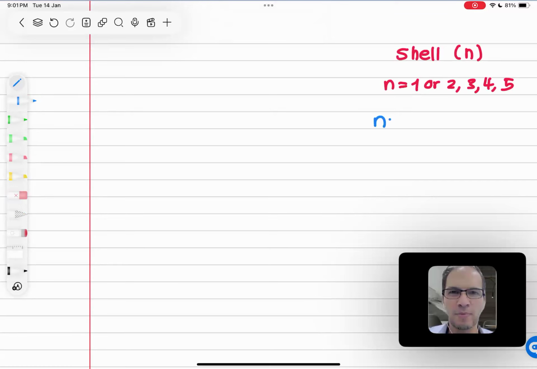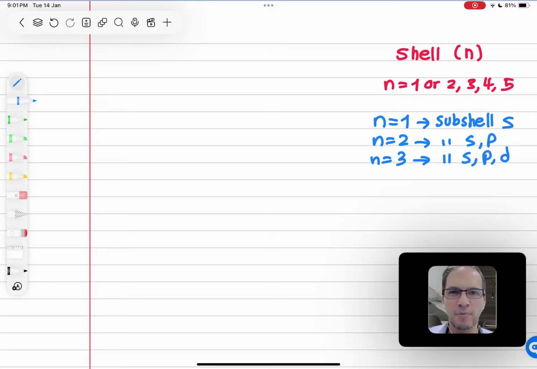And we said n is equal to 1. Then the subshell can be only one type, which is s. And n is equal to 2, it has subshells s and p. n is equal to 3, the third energy level, the subshells are s, p and d. n is equal to 4, so the subshells are s, p, d and f.